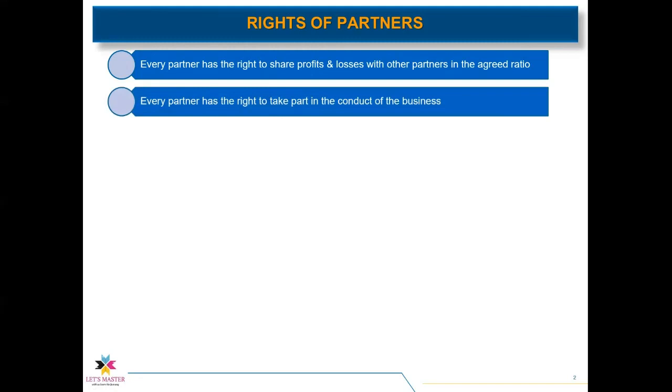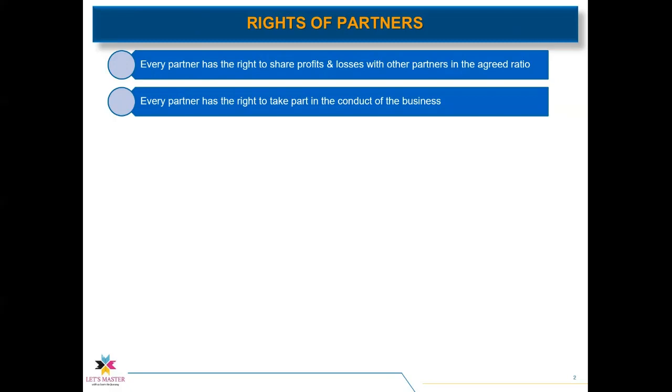Every partner has the right to take part in the conduct of the business. So if there are four partners and all four of them want to take active participation in managing the day-to-day affairs of the business, then all the four partners can do it. The three partners cannot tell one partner that no, you are not supposed to take active participation in managing the affairs of the business on a day-to-day basis. Every partner has the right.